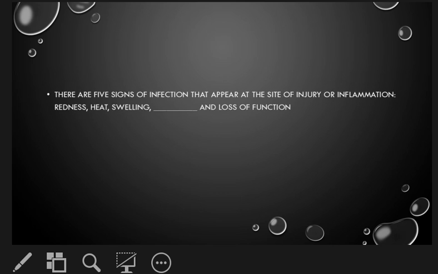There are 5 signs of infection that appear at the site of injury or inflammation: redness, heat, swelling, blank, and loss of function. So think about if you have a cut and suddenly it has these things, which one is missing? And the answer is pain or tenderness.